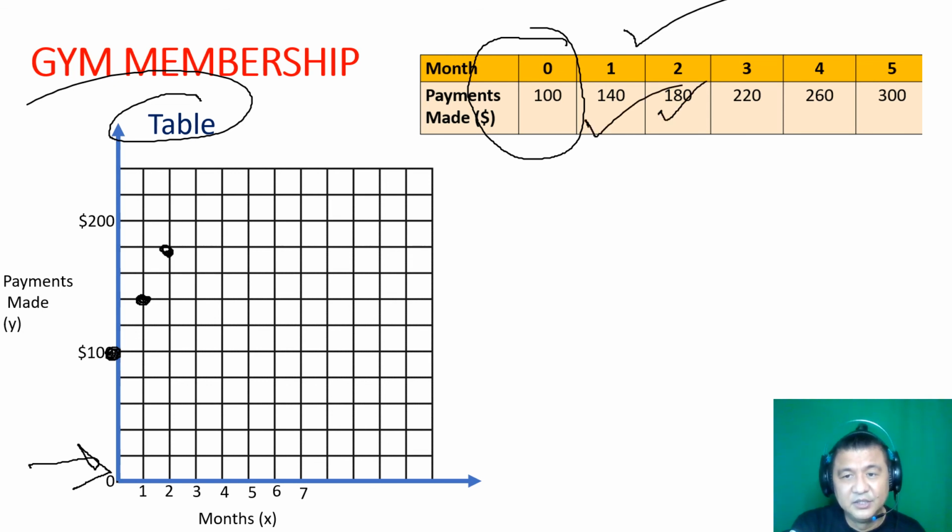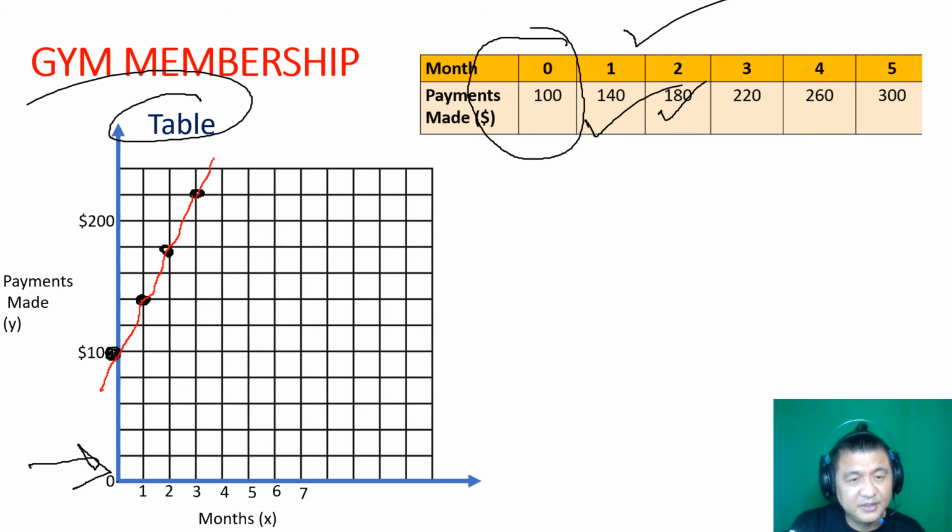Check, check. Month 3, I am paying 220. 220 goes over there. All right. So now, again, the points can be connected. The points can be connected. All right. It has to be a straight line. There you go. It could even extend there.